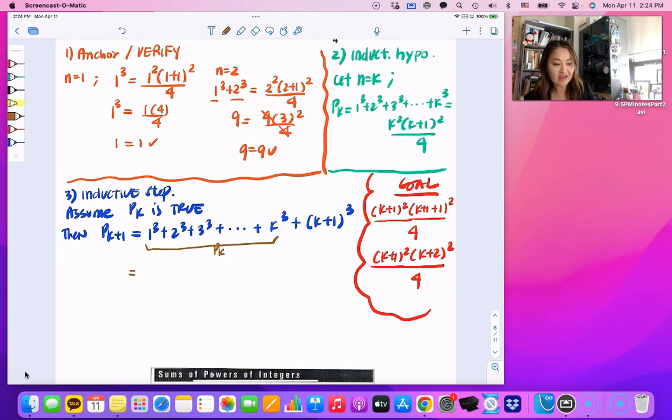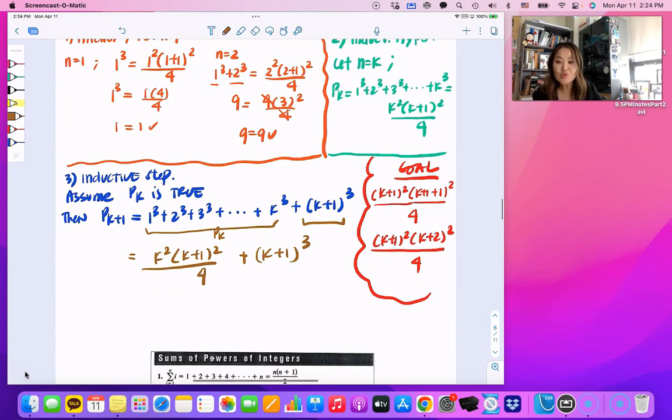But P sub k is k squared times k plus 1 squared all over 4, right? Plus we have our lone soldier here, k plus 1 cubed. This one is really algebra heavy, okay? But I want you to know something. I can make things easier for you.